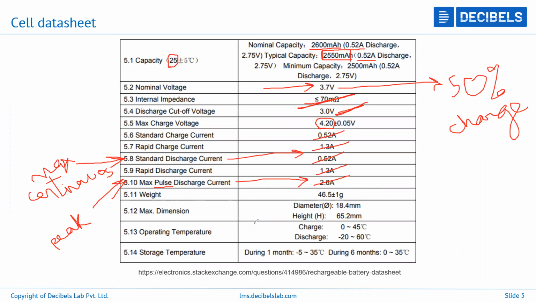And then we come to the dimension. Dimension classification for a lithium ion cell would typically be a classification called 18650. What that means is that the cell is 18 millimeters in diameter, 65 millimeters in height, and the 0 at the end means it's a cylindrical cell. So a cylindrical cell with 18 millimeters diameter and 65 millimeter height.